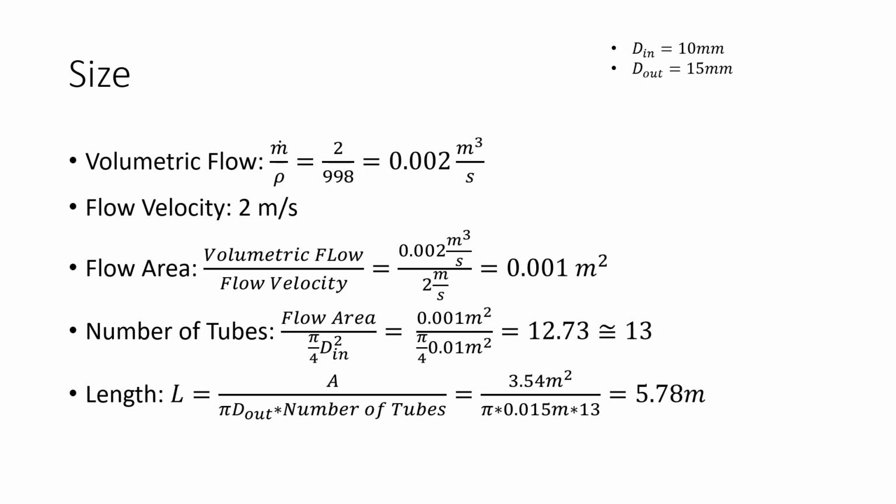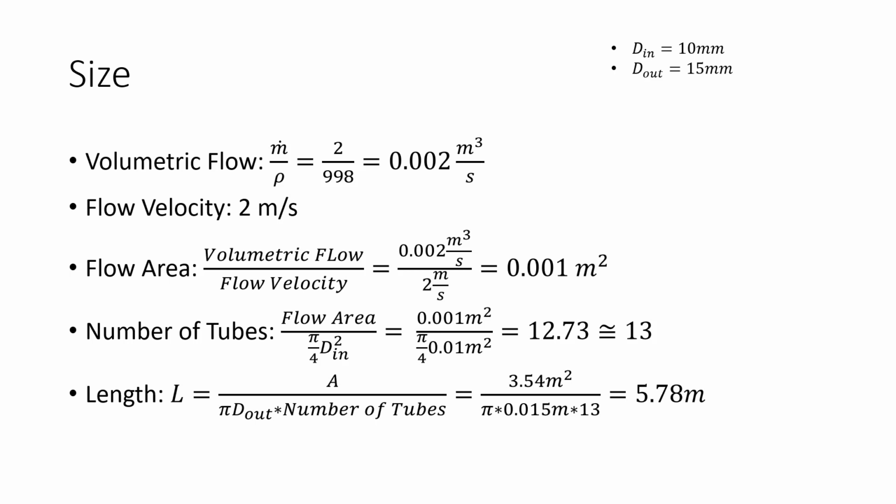This is where we can also pick the diameter of the tubes. So for this, the inner diameter of the tubes will be 10 millimeters, and the outer diameter will be 15 millimeters. To determine the number of tubes, we use the flow area divided by the area of the inner tube. Dividing this out, we get a number that is a bit less than 13, so overall we would need 13 tubes in this system.